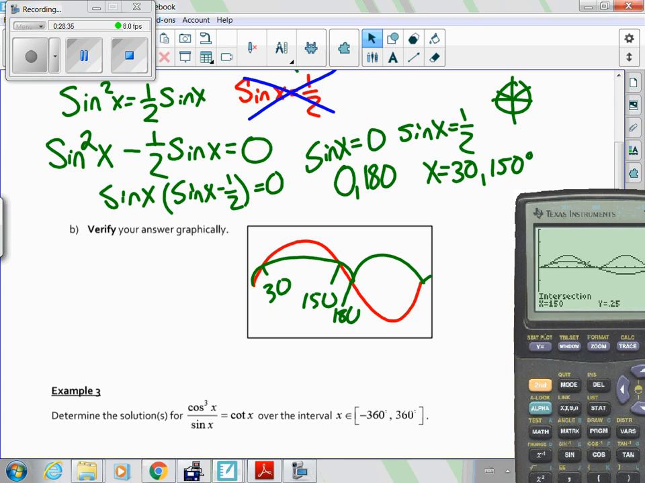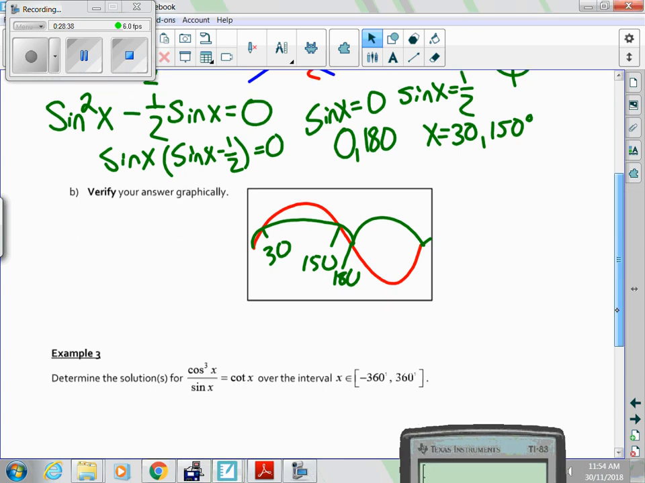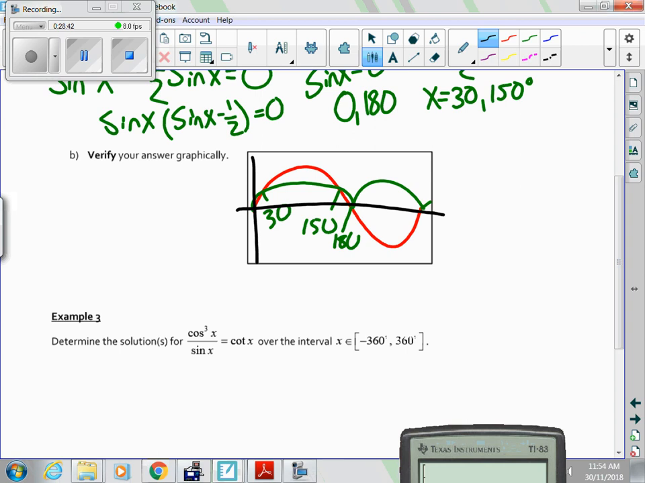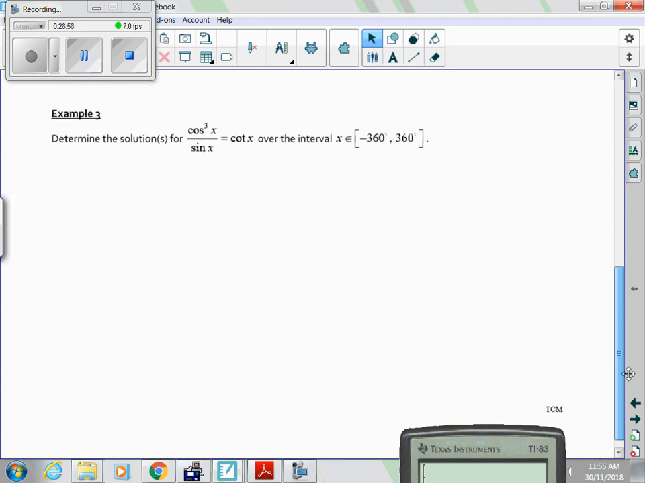All right, moving on. Oh, I should throw some axes on here. So this is 1, -1, and then, yeah, close enough. All right, find the solution for this: cos cubed over sine equals cotan over the interval from here. So right away I want to just change my cotan into cosines and sines.